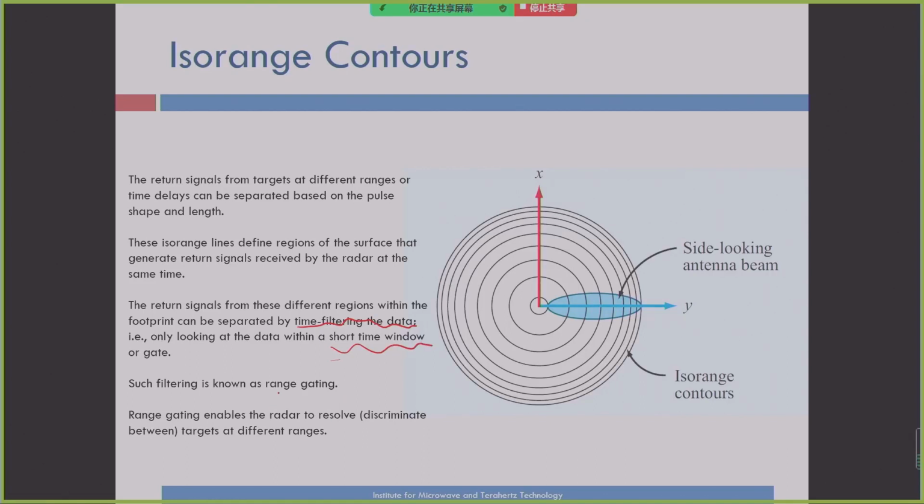So the separation is known as range gating. So the range gating can be used to define the regions of the objects in the illuminated area. The range gate enables the radar to show targets at different ranges. So at different ranges, they would be along different lines, and you can get a different delay and separate the difference. We can recognize the difference between targets.